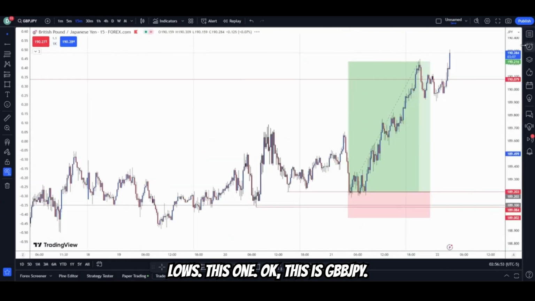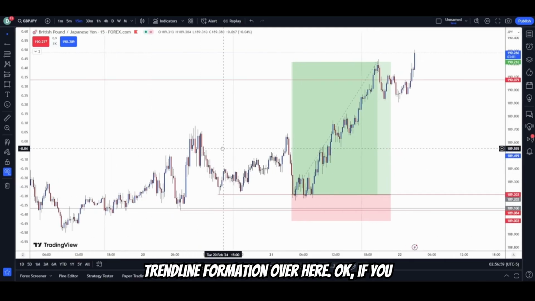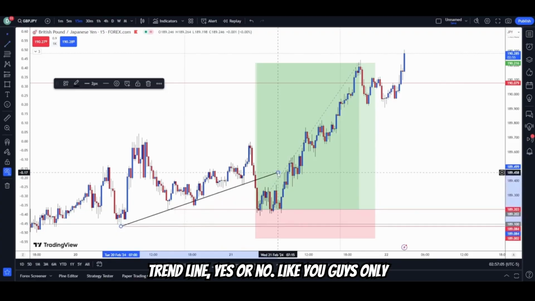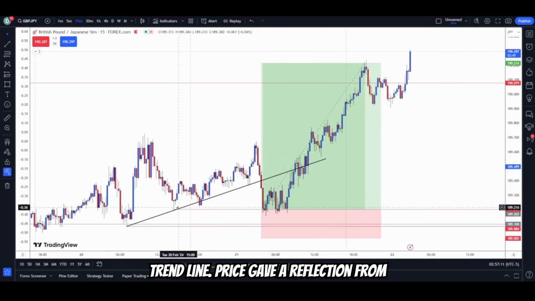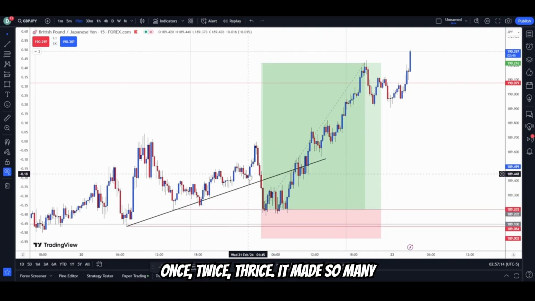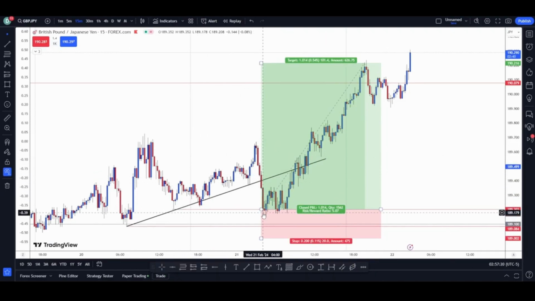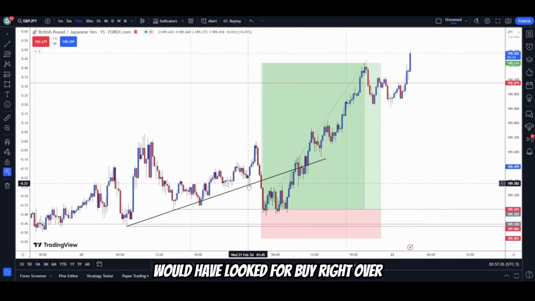This one, okay, this is GBP JPY. Now look carefully. You can see a trend line formation over here, okay. If you guys can see this, it's making a kind of trend line. Yes or no? Look at this. This was making a trend line. Price gave a reflection once, twice, thrice. It made so many reflections, right? So now when they see the breakout of this trend line, okay, they will look for sales when it goes and retests this trend line, right? Or they would have looked for buys right over here.